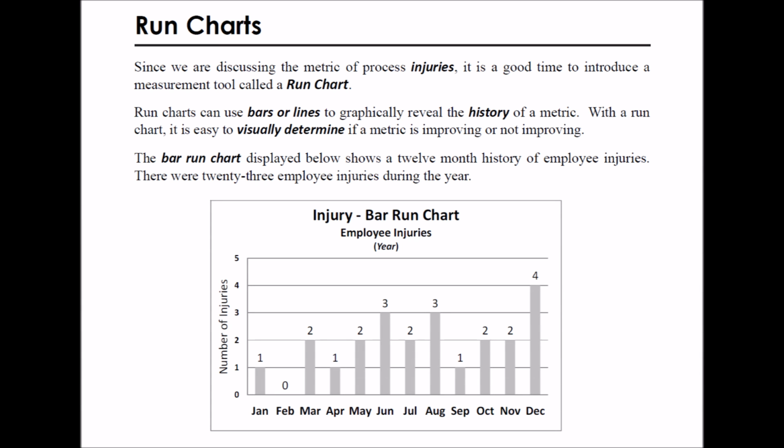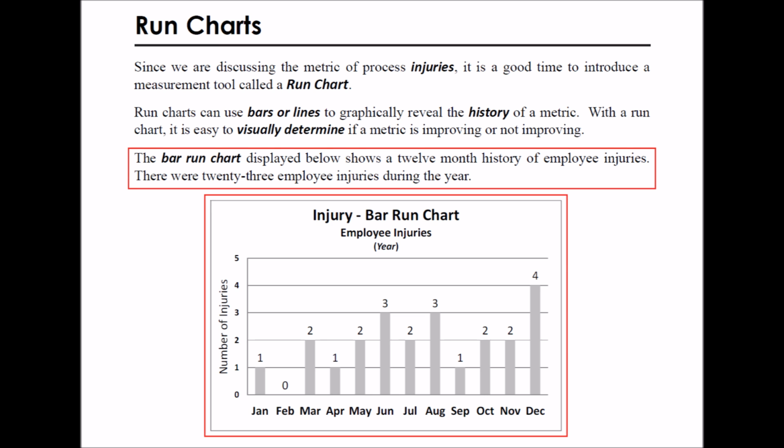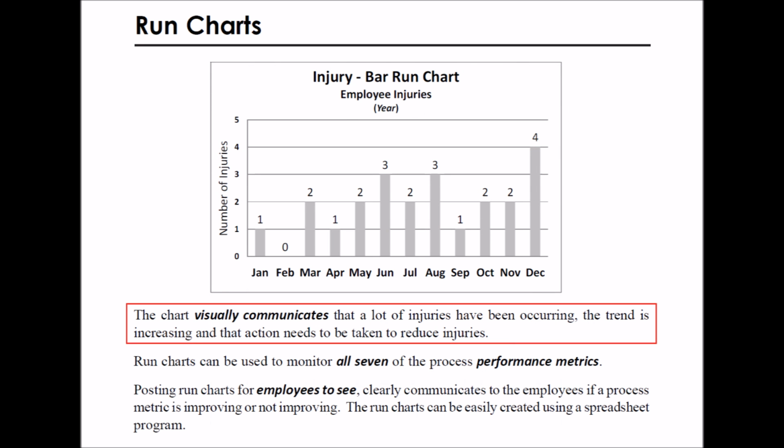Next, you will discuss the run chart tool with the operators. Run charts can use bars or lines to graphically reveal the history of a measurement. With a run chart, it is easy to visually determine if a measurement is improving or not improving. The bar run chart displayed here shows a 12-month history of employee injuries. There were 23 employee injuries during the year. The chart visually communicates that a lot of injuries have been occurring, the trend is increasing, and that action needs to be taken to reduce injuries.